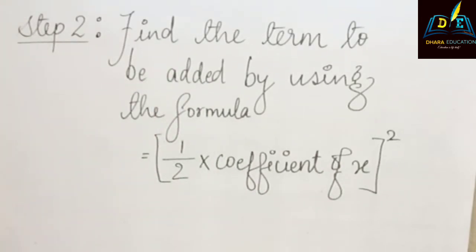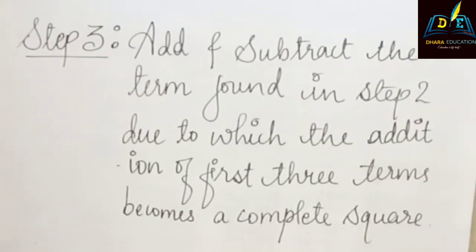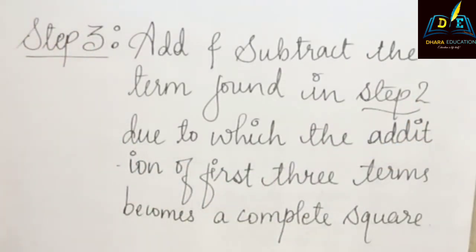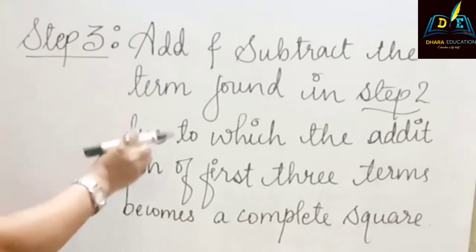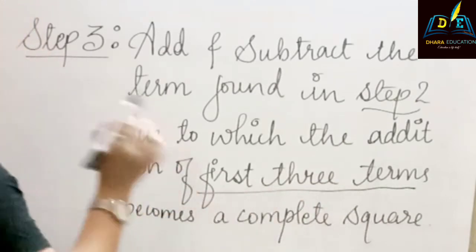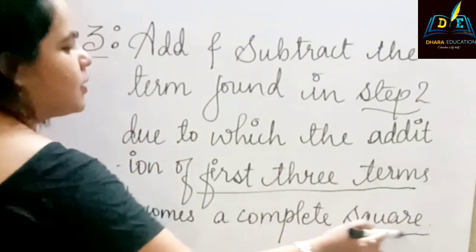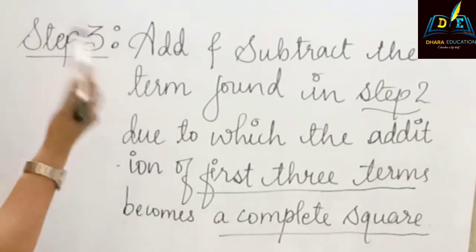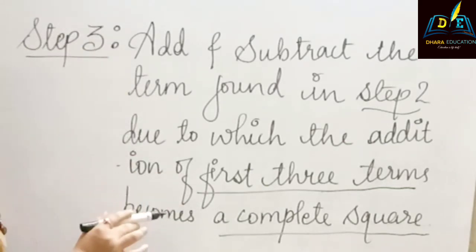Okay. So the very third step is to add and subtract the term found in step 2. Whatever we have found in step 2, we need to add and subtract, due to which the addition of the first three terms becomes a complete square. To make it a complete square, we need to add and subtract whatever we are getting from step 2.